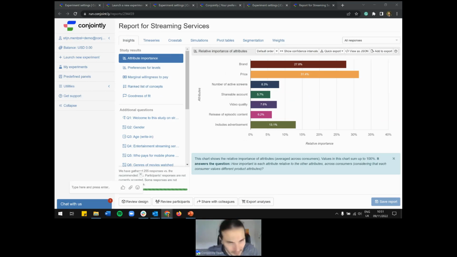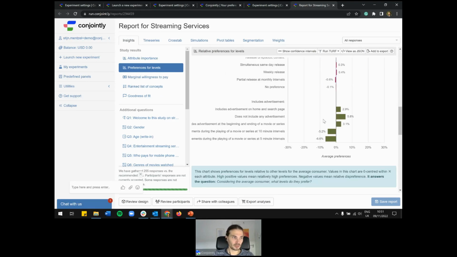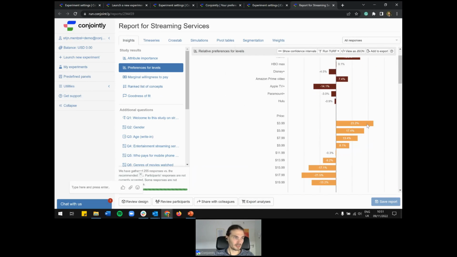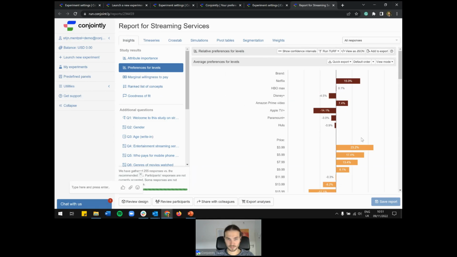I see another question from Heather. What if only a certain level of an attribute is important? If that is the one that sways people's decisions the most, then it will still have a very high relative importance for that attribute. What then you're going to find is here in preference for levels is that one option is going to be heavily skewed towards the right. So in this case, the lowest price is by far the most preferred, and so on. Yeah, exactly as Marek mentions.